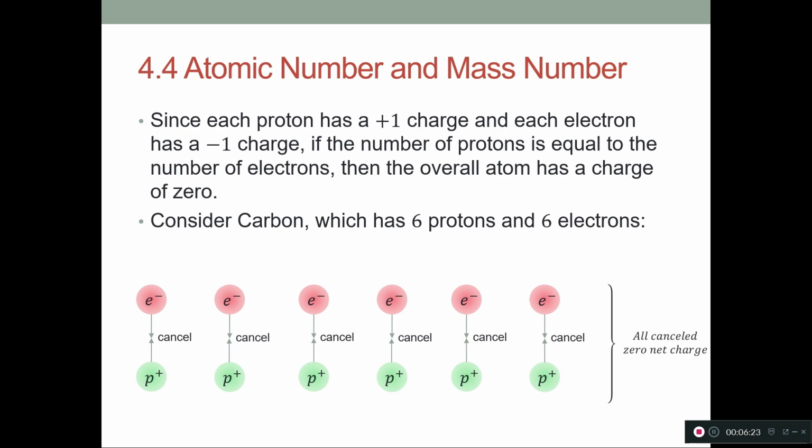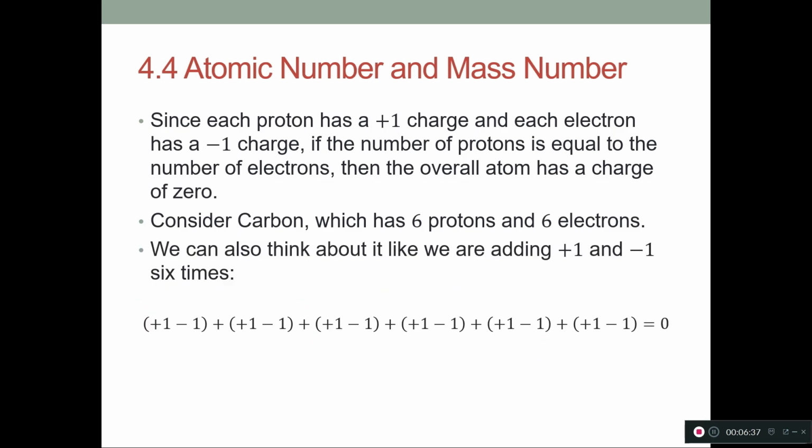And so when we are talking about neutral atoms, we're talking about ones that have an equal number of protons and electrons. And that means their charges completely cancel each other out, and so there is no net charge for it. Another way we can think about it is we're essentially just taking a +1 and a -1 and then adding 6 of those up. And so each one of these +1s and -1s is 0. So if you just add 0 6 times, then you're getting 0 overall.